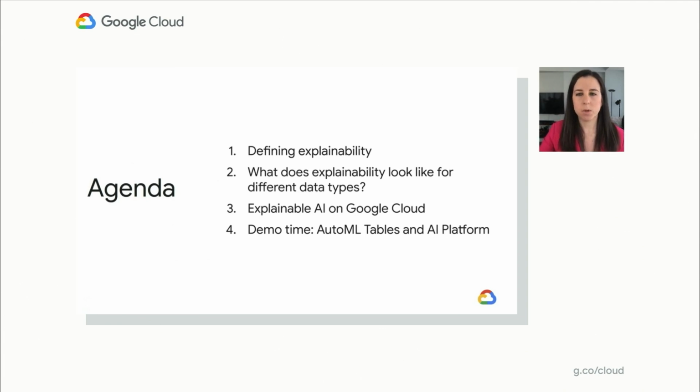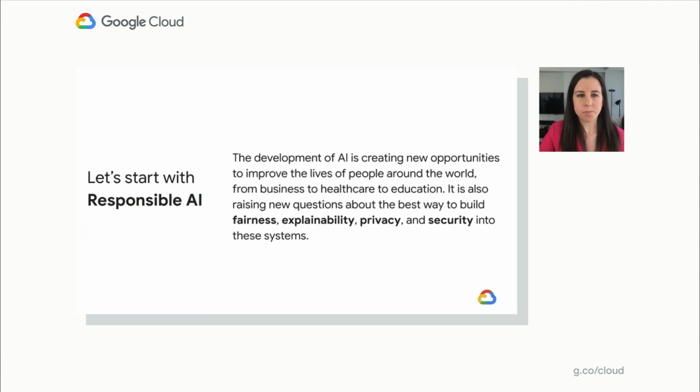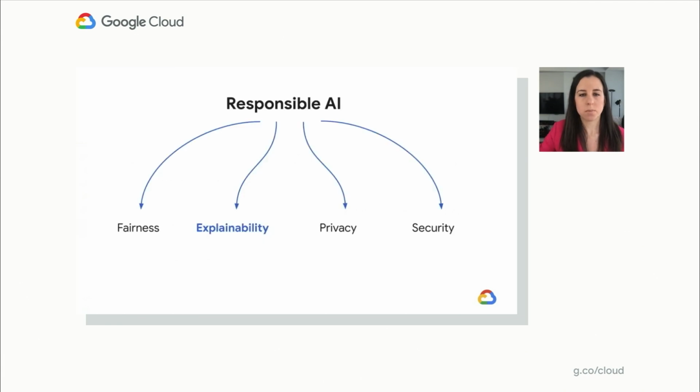So let's get started. I'm going to start by defining explainability. Now, in order to understand explainability, I want to set the stage and tell you how it fits into the larger concept of responsible AI. Responsible AI is essentially the practice of ensuring that AI benefits society and doesn't reinforce unfair bias. So you can think of explainable AI as an umbrella concept, and explainability is a subfield within responsible AI, in addition to other topics like fairness, privacy, and security. So this is a summary of how explainability fits into the larger responsible AI picture.